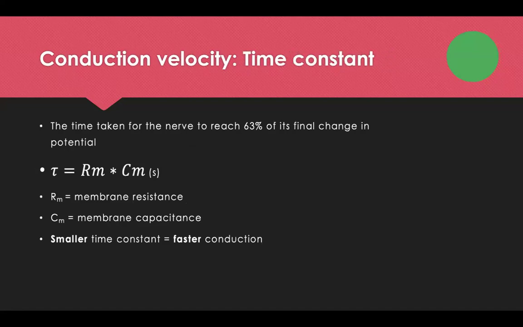And then lastly is the time constant. So this has been defined here as the time taken for a nerve to reach 63% of its final change in potential. And that's fine. But generally, I like to think of that as how quickly does an excitable cell respond to changes in its membrane potential. That's a product of the resistance of the membrane and the capacitance of the membrane. The smaller your time constant, i.e. the faster it can respond to a change in the membrane potential, the faster it will be able to conduct a signal.